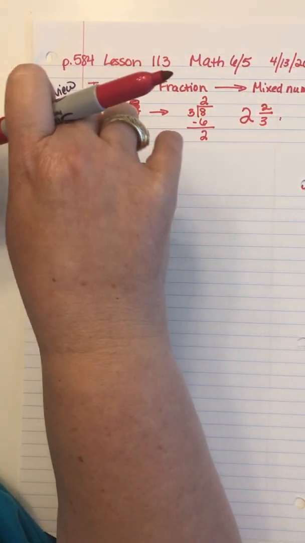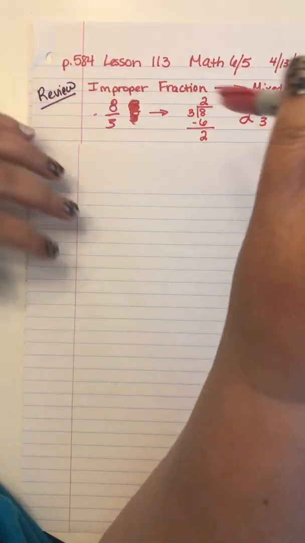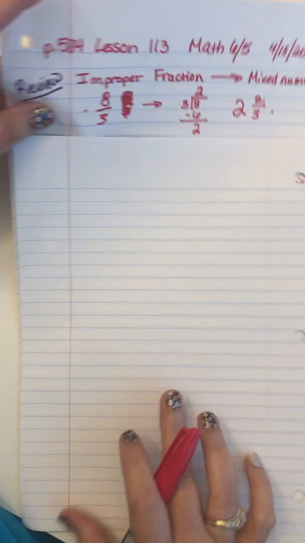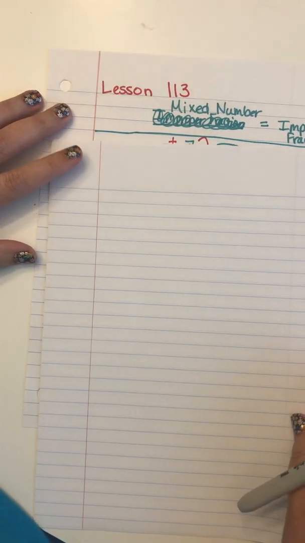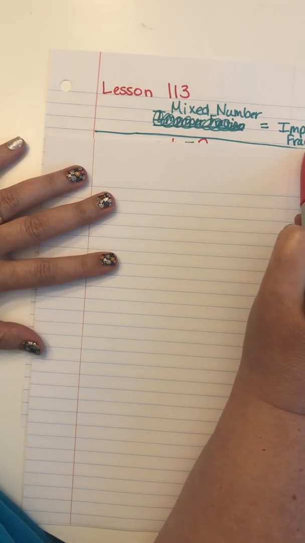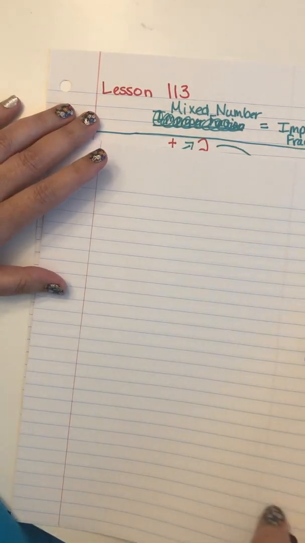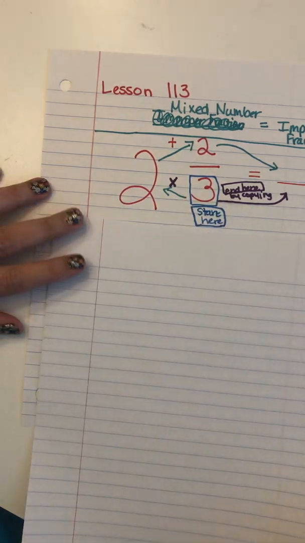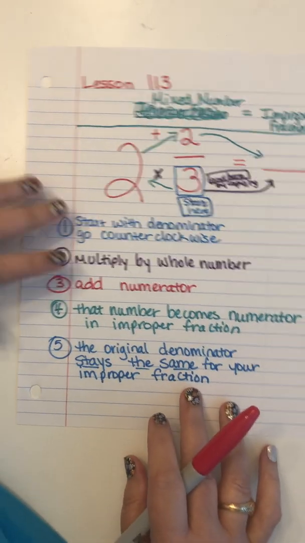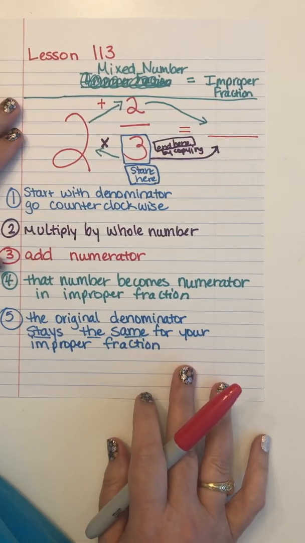And that is how we go from an improper fraction to a mixed number. Today we're going to go the other way. We're going to take a mixed number and turn it into an improper fraction. So I made a sheet here of the steps to go from a mixed number to an improper fraction. I'm going to try to go piece by piece with you. I have all the steps written. Let me make sure the whole thing's on the video there.